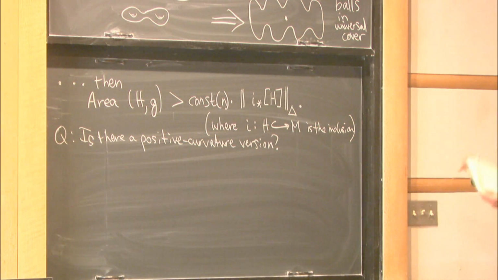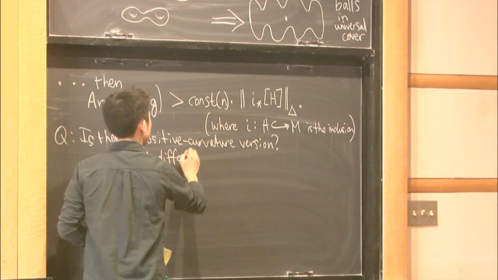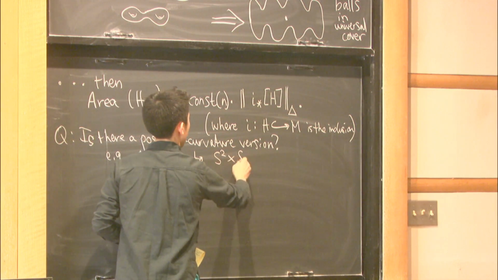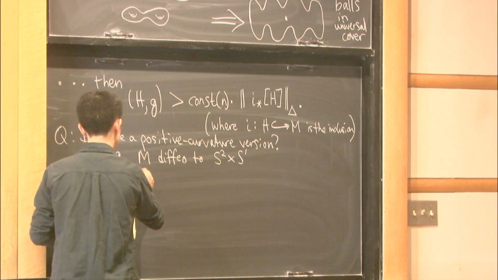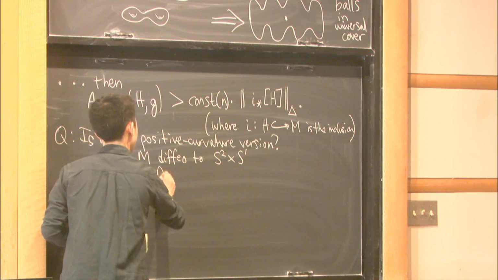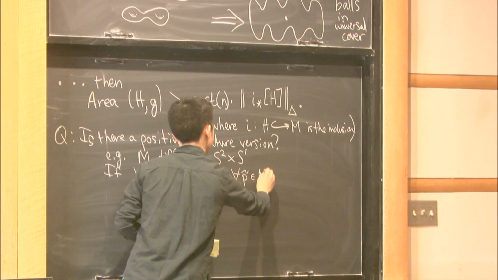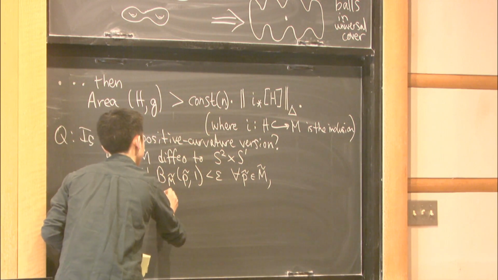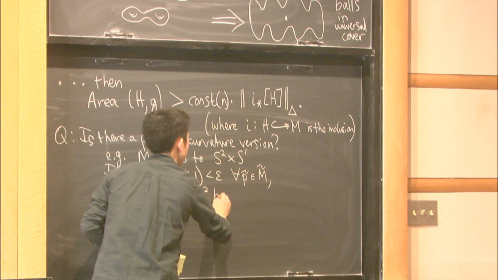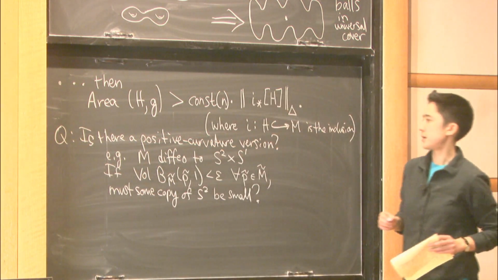So one example of what a plausible positive curvature analog of this would be: suppose that we know M is diffeomorphic to a two-sphere cross a circle, and we want to know, if we know that the unit balls in the universal cover are small, then must some copy of S2 be small, rather than big?